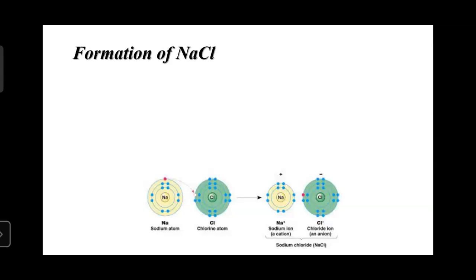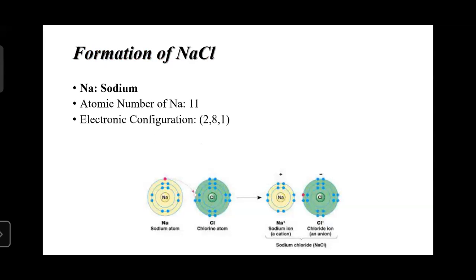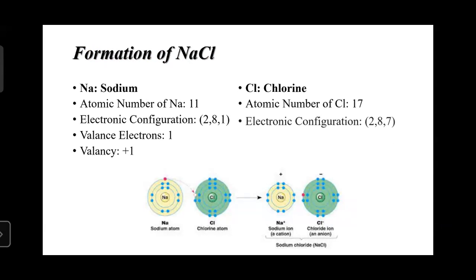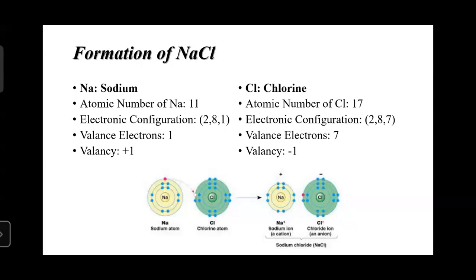Sodium atom and chlorine atom. Sodium atom has atomic number 11, electronic configuration 2, 8, 1, valence electron 1. Valence electrons are the electrons in the outermost orbit, and the valency, the combining capacity to form a compound, is +1. In the chlorine atom, atomic number is 17, electronic configuration 2, 8, 7. Valence electrons, the electrons present in the outermost orbit, are 7, and the valency is -1.